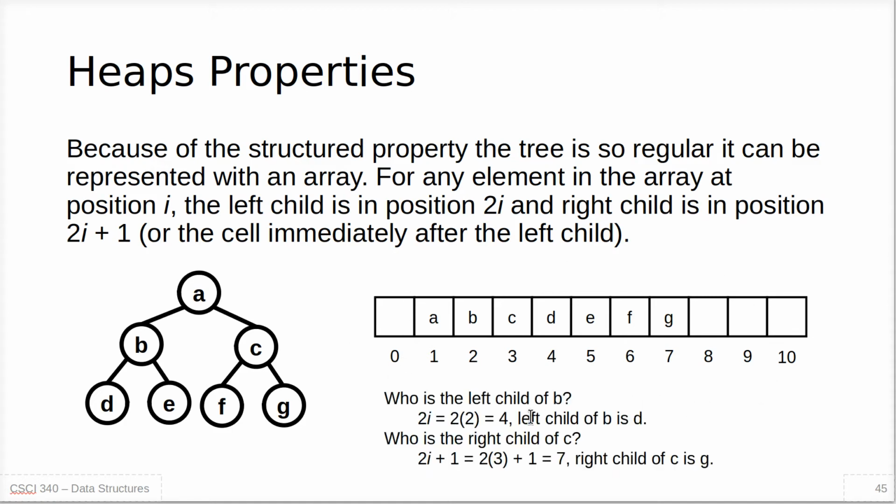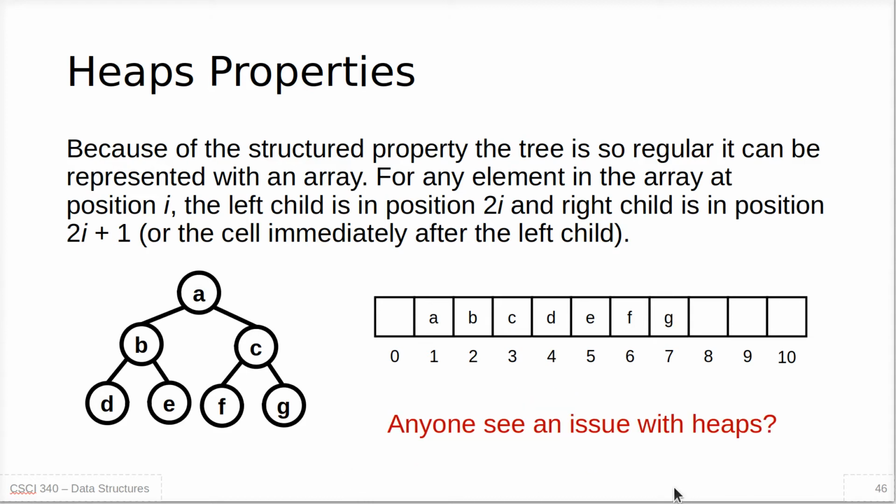So to work a few examples, where's the left child of B? Well, if B is at index 2 here, we just say 2i, which is 4. That would be D, right? And clearly we can see that D is the left child of B. Who's the right child of C? Well, C here is at index number 3. The right child would be 2 times 3 plus 1, which is 7, which is G. And we can see that is, in fact, the right child of C. So what's wrong with this picture?